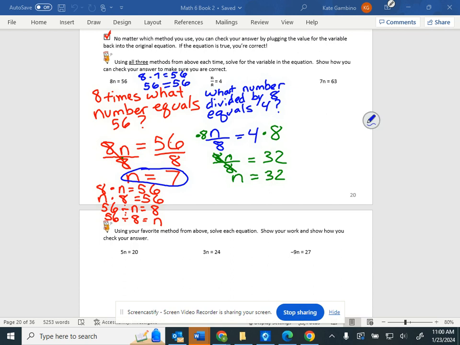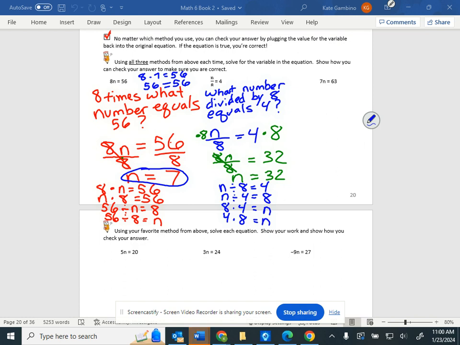Now I need my fact families. And I have n divided by 8 equals 4. N divided by 4 equals 8. 8 times 4 equals n. 4 times 8 equals n. And we can see 8 times 4, yep, that is 32.